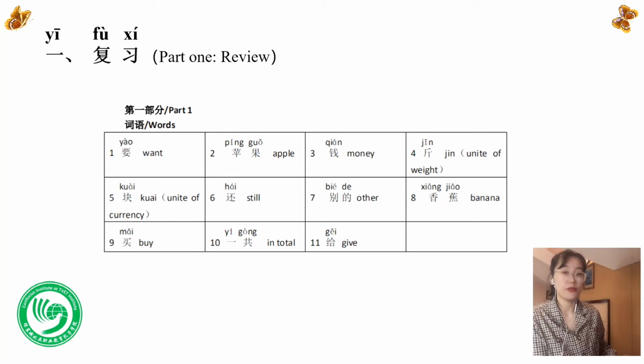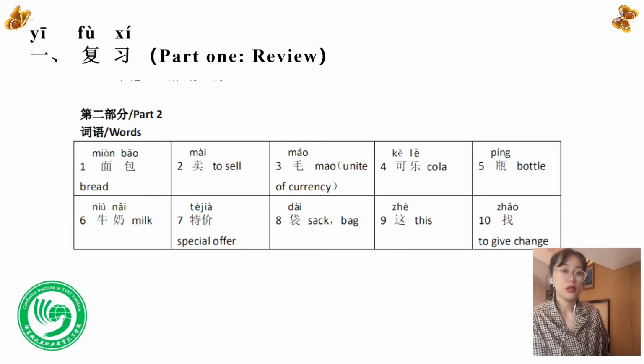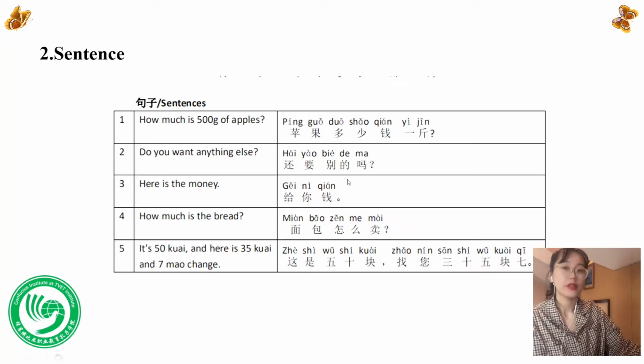The next part is again, so before I tell you, you have to read by yourself. Okay, the first one, 面包 麦 毛 可乐 瓶 牛奶 特价 带 这 找. Okay, very good. Now let's move to the sentences. I will give you a few minutes and you can read by yourself first.